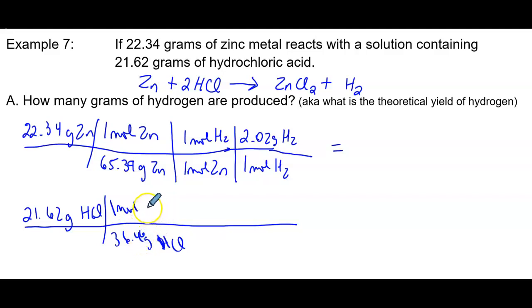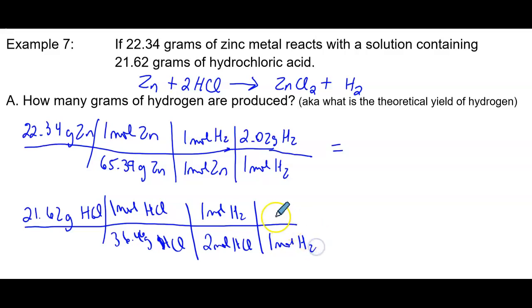36.46 for every 1 mole of hydrochloric acid. So I use the periodic table: 1 hydrogen and 1 chlorine. Then I know from my balanced equation there are 2 moles of HCl. Remember, it has to cancel. There's my 2 moles for every 1 mole of hydrogen. And I know, like I did up on top, 1 mole of H2 equals 2.02 grams of H2.